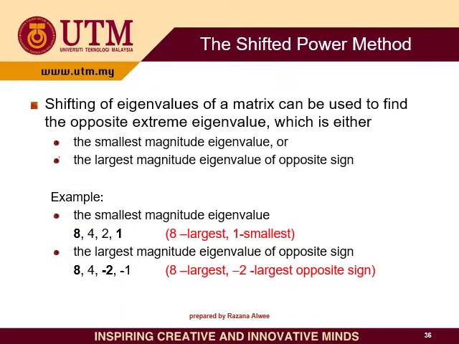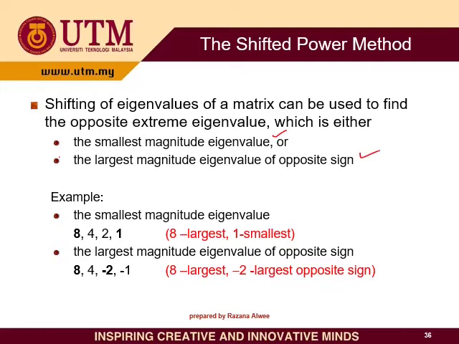Shifting of eigenvalues of a matrix can be used to find the opposite extreme eigenvalue, which is either the smallest magnitude eigenvalue, or the largest magnitude eigenvalue of opposite sign.